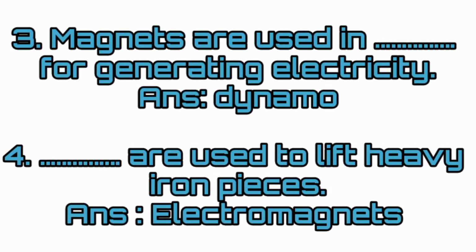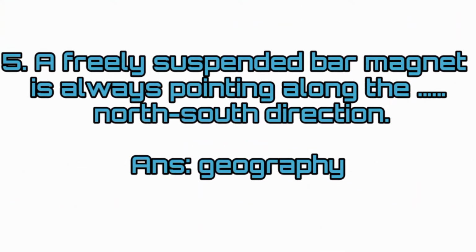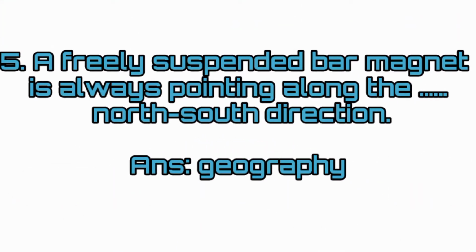Magnets are used in dash for generating electricity. Answer dynamo. Dash are used to lift heavy iron pieces. Answer electromagnets. Electromagnets are used to lift heavy iron pieces. A freely suspended bar magnet is always pointing along the dash north-south direction. Answer geographic. A freely suspended bar magnet is always pointing along the geographic north-south direction.